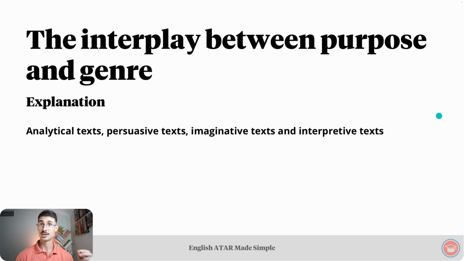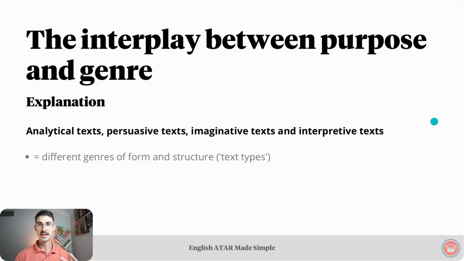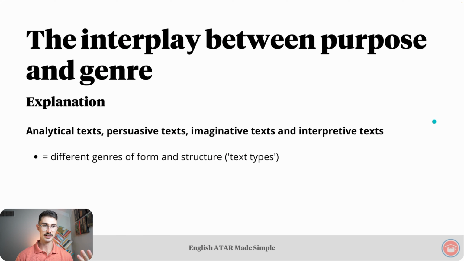Secondly, in that glossary definition, we saw these words: analytical texts, persuasive texts, imaginative texts, and interpretive texts. These types of texts are quite simply different genres of form and structure. They're different text types. Even though the glossary refers to these as types of texts, I'll just refer to them from here on in as text types. Rolls off the tongue a bit nicer, easier to say.